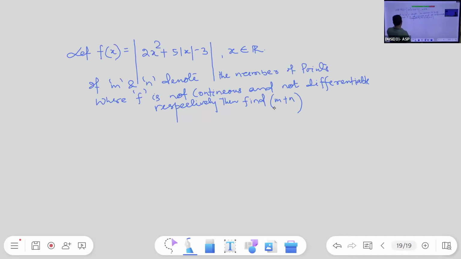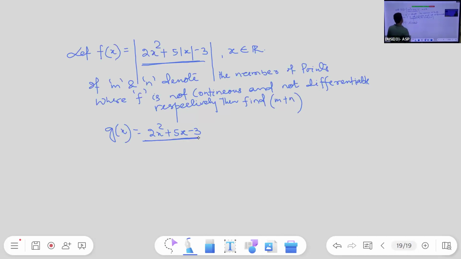Let f of x is equal to mod of 2x square plus 5 mod x minus 3 whole mod, where x belongs to R. If m and n denote the number of points where f is not continuous and not differentiable respectively, then find m plus n. Okay, clearly the value of m is equal to 0. So the base function is let g of x is equal to 2x square plus 5x minus 3.